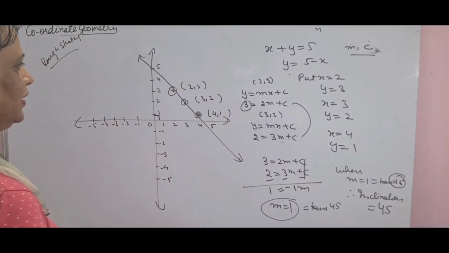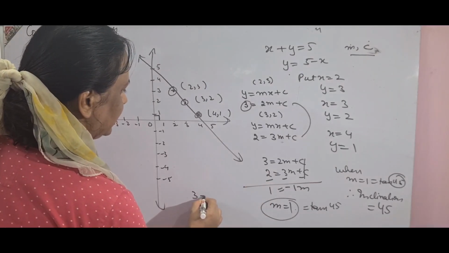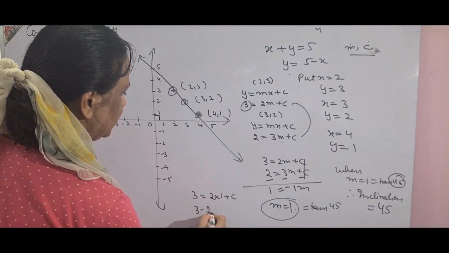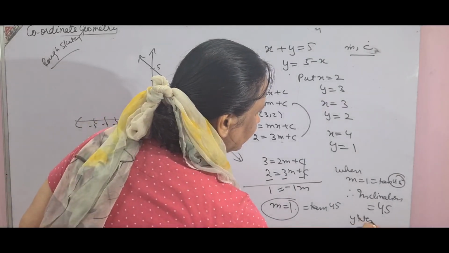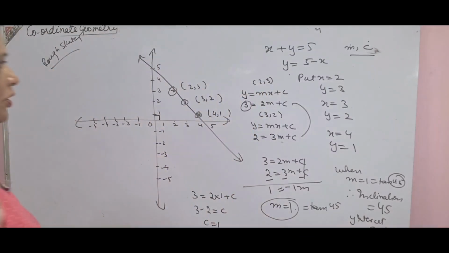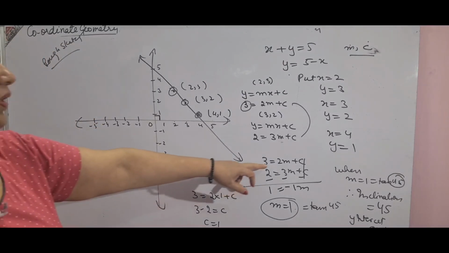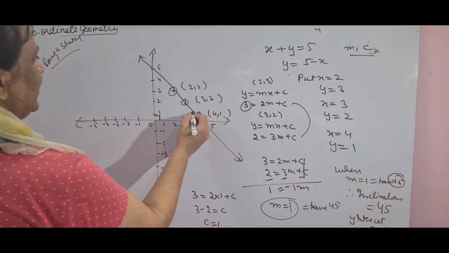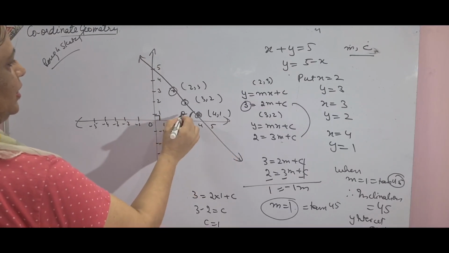And if you have to find the intercept, again put the value in this. 3 is equal to 2 into 1 plus c. So 3 minus 2 is equal to c, or c is 1. So y-intercept, that is c, is equal to 1. I have done this question specially to make you understand how to find the inclination and y-intercept of the line. Inclination means the angle at which this line is made. This inclination is denoted by the letter theta.